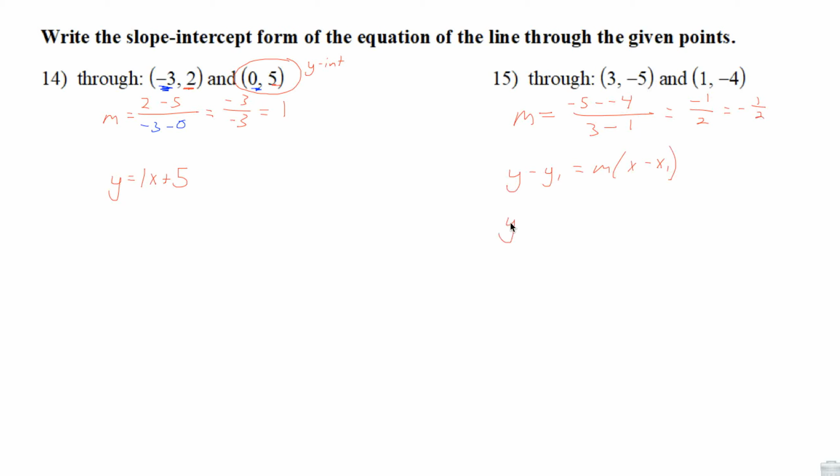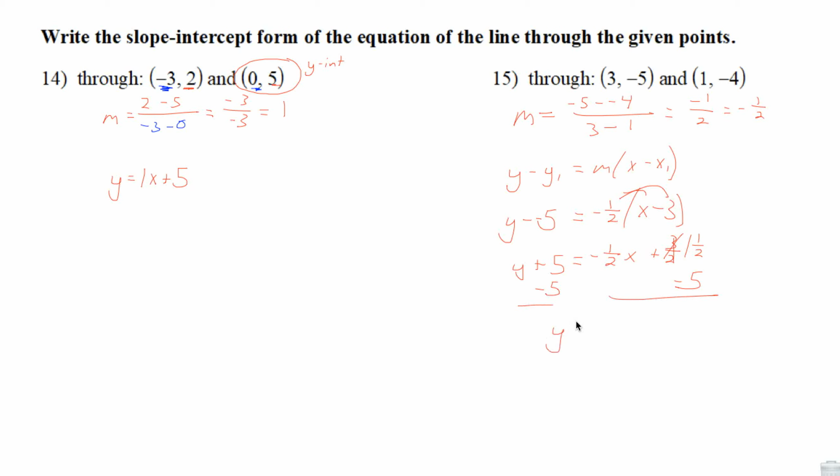So let's just use the first point: y minus negative 5, so put the y value in there, equals m, which was negative 1/2, times x minus, we used negative 5, so x minus 3. And now we simplify, or solve for y. This would be a plus here. So y plus 5 equals, we'll distribute the negative 1/2, so this is negative 1/2 x plus 3/2, which really is 1.5 if that helps. Might help with subtracting. Subtract 5 from both sides to finish solving.